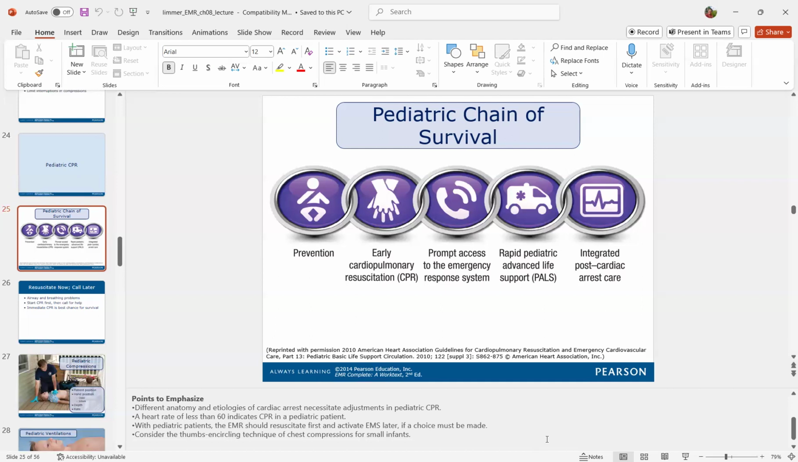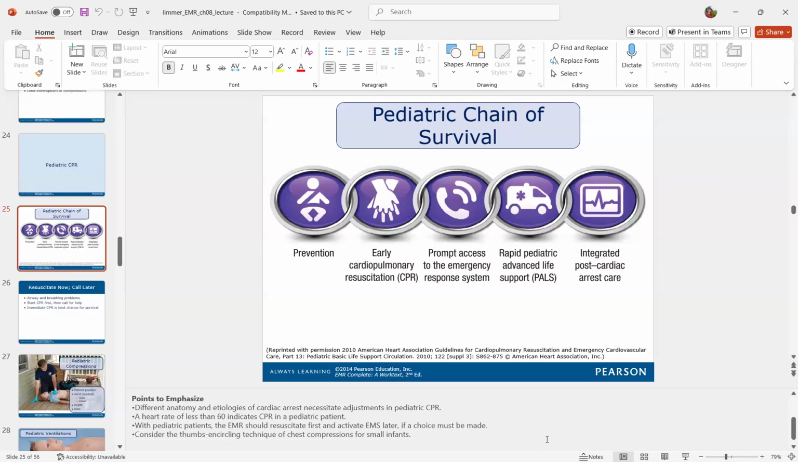Different anatomy and etiologies of cardiac arrest necessitate adjustments for pediatric patients. Maybe they're in respiratory arrest because they drowned. We're trying to get their airway back, and that brings their heart rate back. A heart rate of less than 60 indicates CPR in pediatric patients. So if they have a heart rate of less than 60, we're actually going to start compressions.